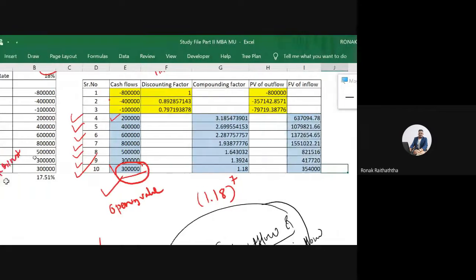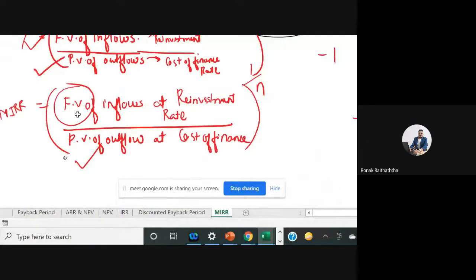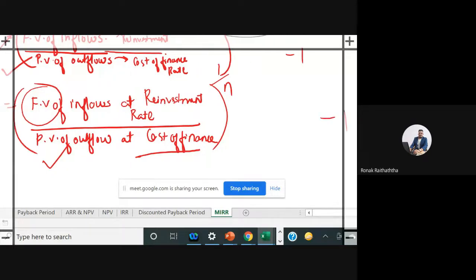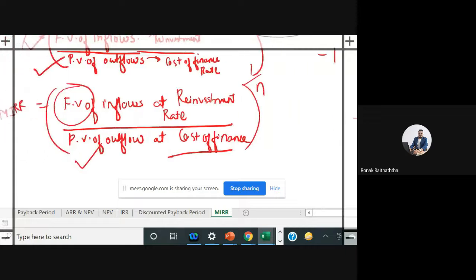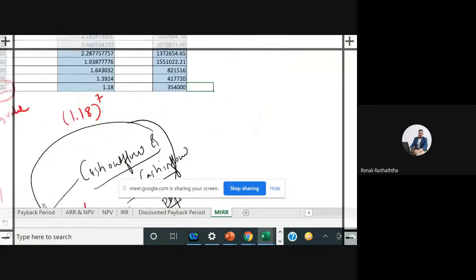Good. So what was the formula? Go over there again, check it out. That's our future value of inflows divided by present value of outflows in bracket raised to 1 divided by n, minus 1. The same formula as we used in the CAGR, right?